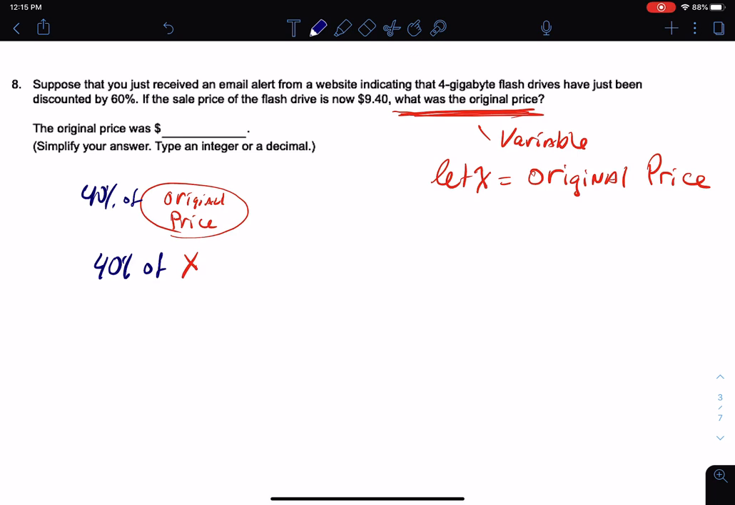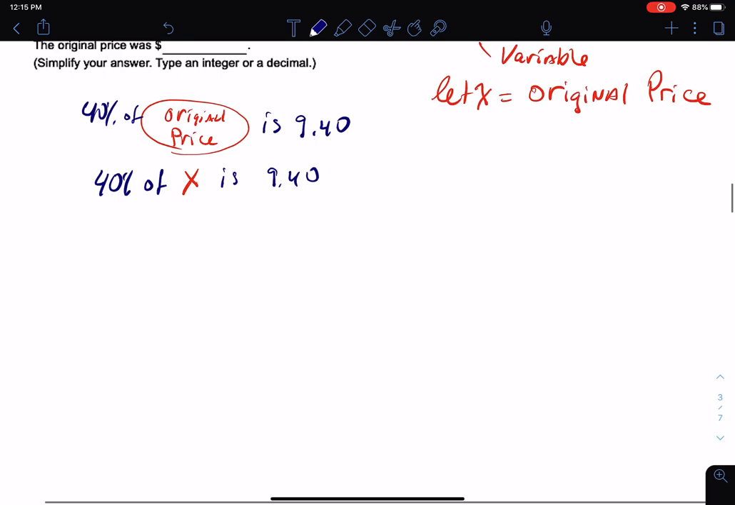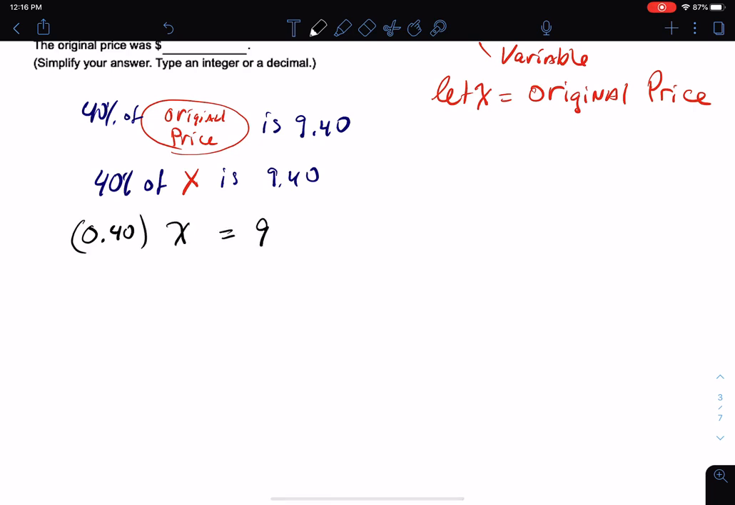And they're saying if you take 40% of the original price, that is $9.40. So 40% of x is $9.40. You can start to see the equation forming here based on those early problems. You could translate this into a mathematical statement: change the percent to a decimal, 0.40 multiplied by x is $9.40. Now solve for x by dividing by 0.40.